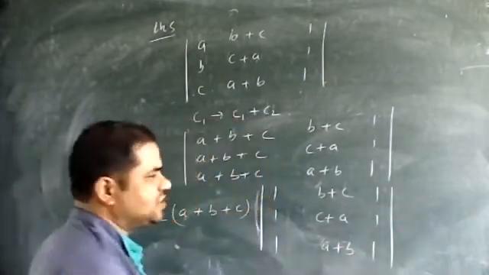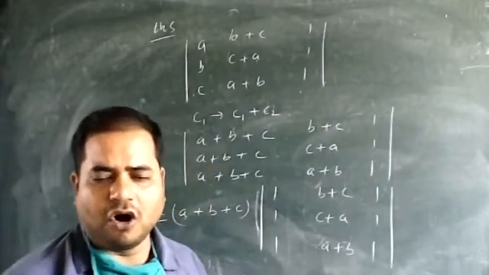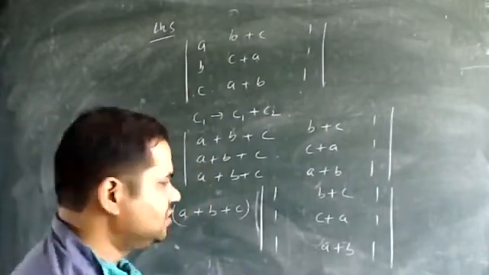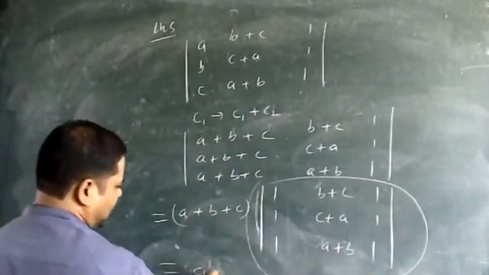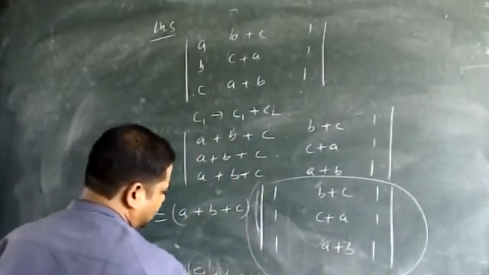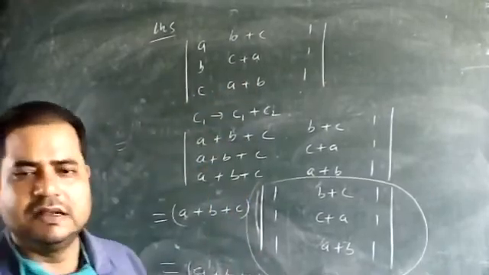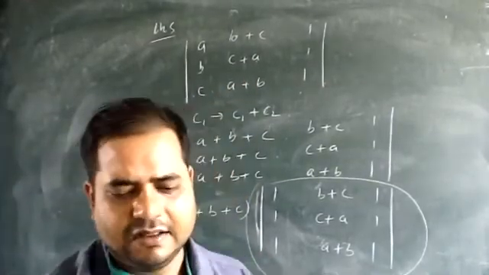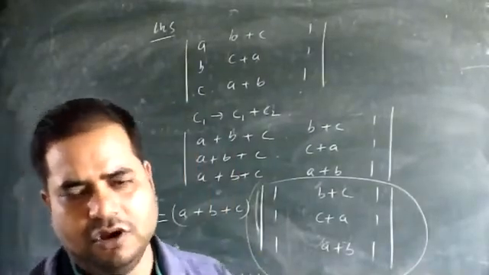And here what you observe? You observe there are two columns which are identical. So the value of this determinant is 0. So you can write a plus b plus c times 0, and the value of the whole determinant is 0. So you can see, yes, the given points are collinear.